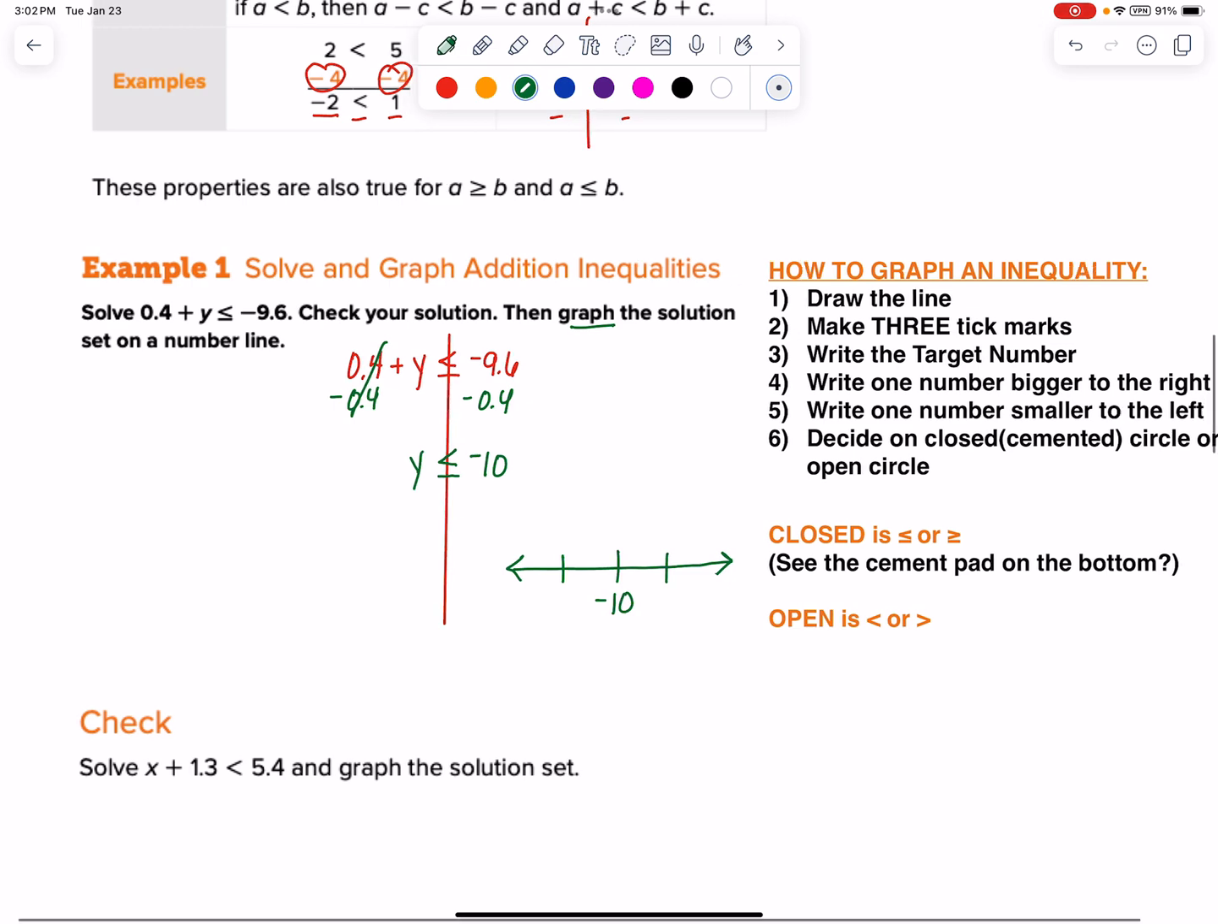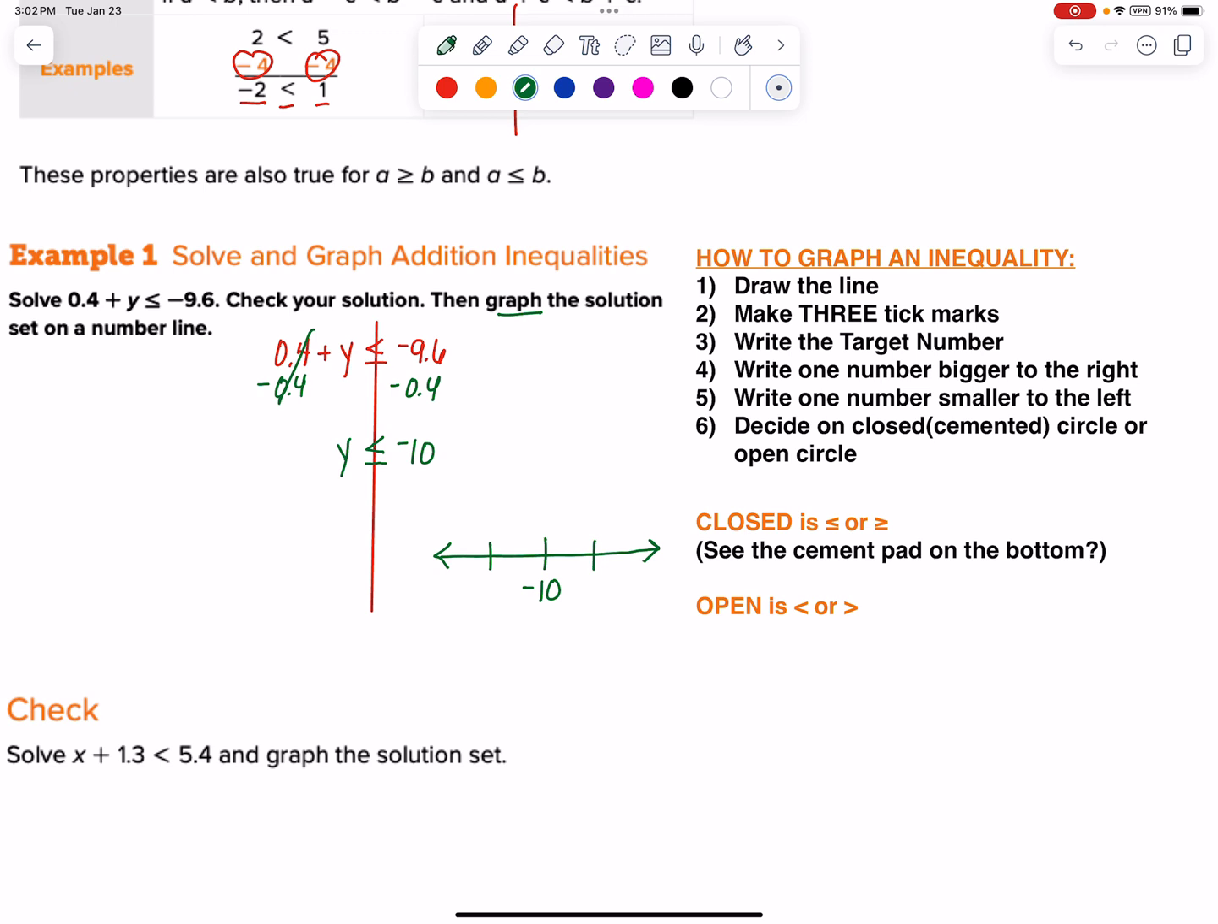And then write one number bigger to the right. Okay, so just be careful because 0 is way down here. So bigger would be -9, smaller would be -11. You just have to be a little cautious of negatives on a number line.